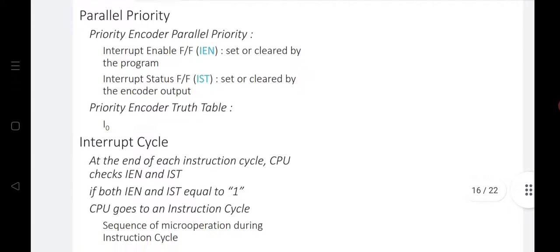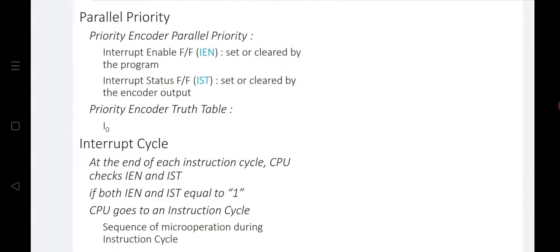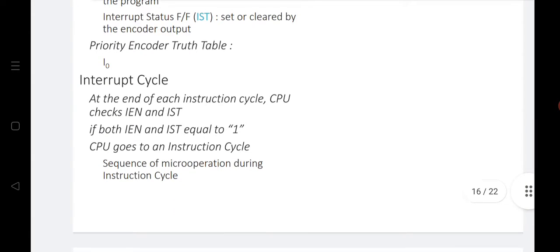Coming to the parallel priority interrupt. In the parallel priority interrupt, you are going to have the priority encoders. The interrupt enable flip-flop will be set or cleared by the program. The interrupt status flag is used to set or clear the encoder output. Priority encoder table, interrupt cycles.